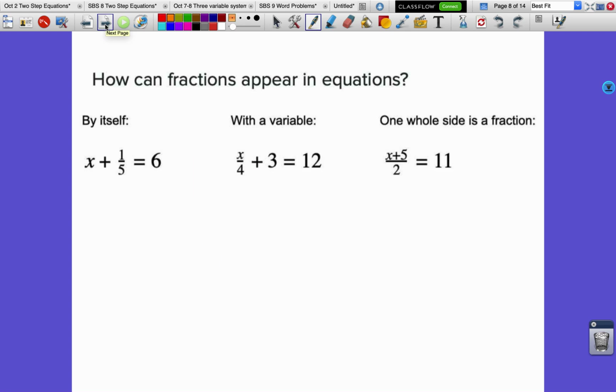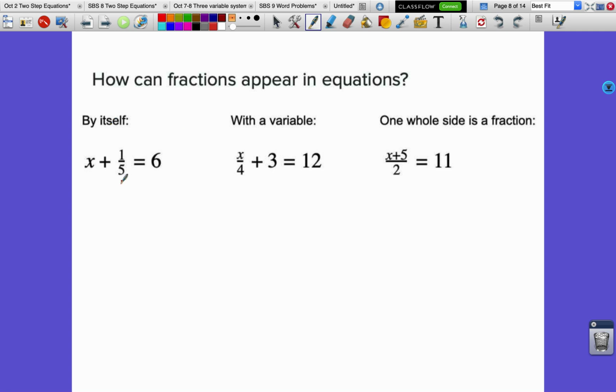It works out. Question for you. How can fractions appear in equations? Well, here we've got three different examples. They can show up just by themselves as their own term. They can show up with a variable, or one whole side of the equation is a fraction, like we see here. The x plus 5 is on top of that fraction. Copy all three of these down. Let's talk about how to solve these.